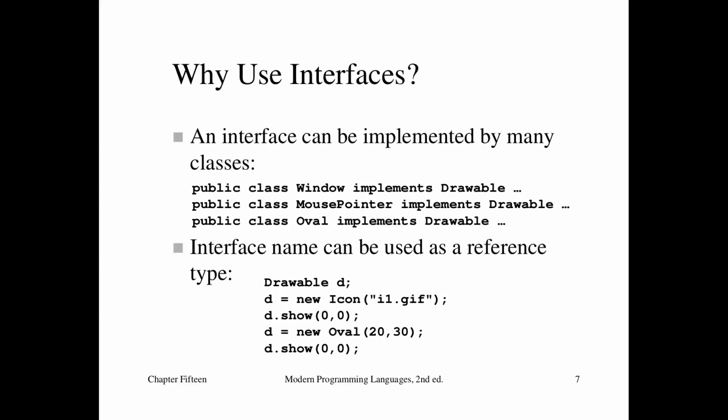So, for example, we can say a window, the mouse pointer, and oval. They're all implementers of Drawable. But the beauty of this is it allows Drawable then to become our reference, right? We can then create many different instances of Drawable, but they can all be one of these different potential Drawable implementers like icon, oval, window, mouse pointer, etc. But now we know that for any one of these, we are guaranteed that they must have the two methods that we care about, show and hide.